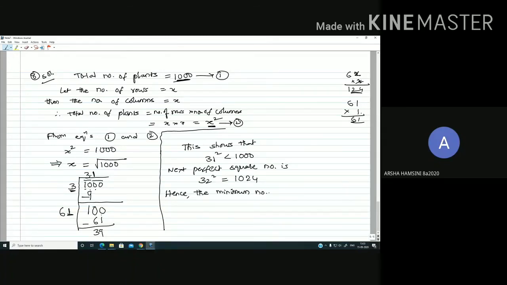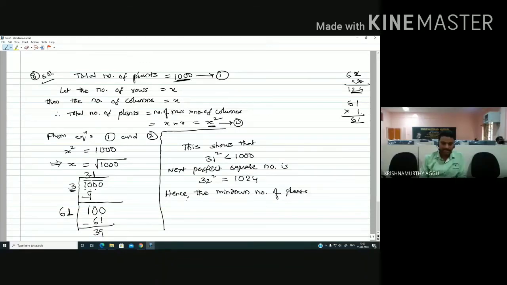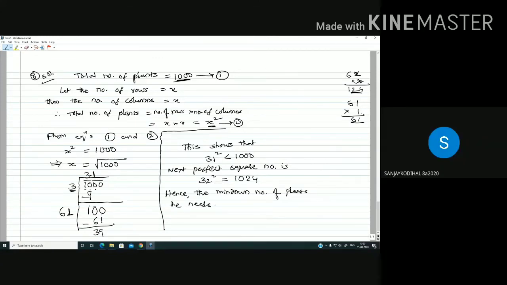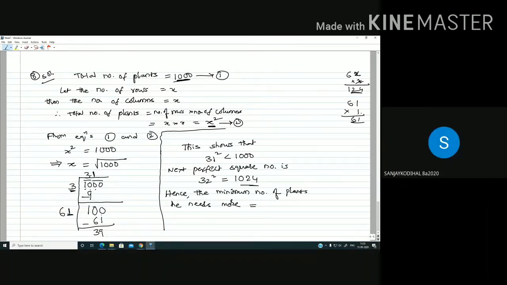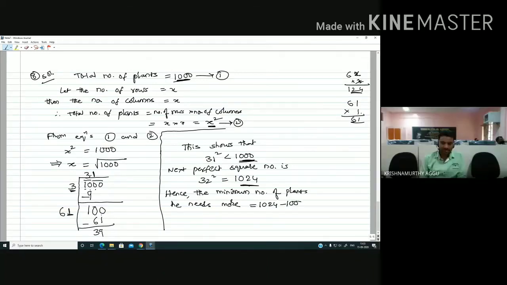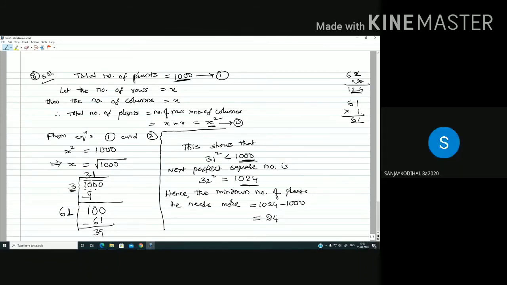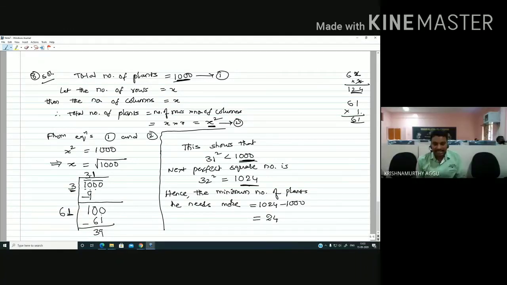1024 minus 1000. Hence the minimum number of plants he needs more for this. He needs more is equal to how much? Just now you told: 1024 minus 1000 is equal to 24. So the minimum number of plants he needs more is 24.